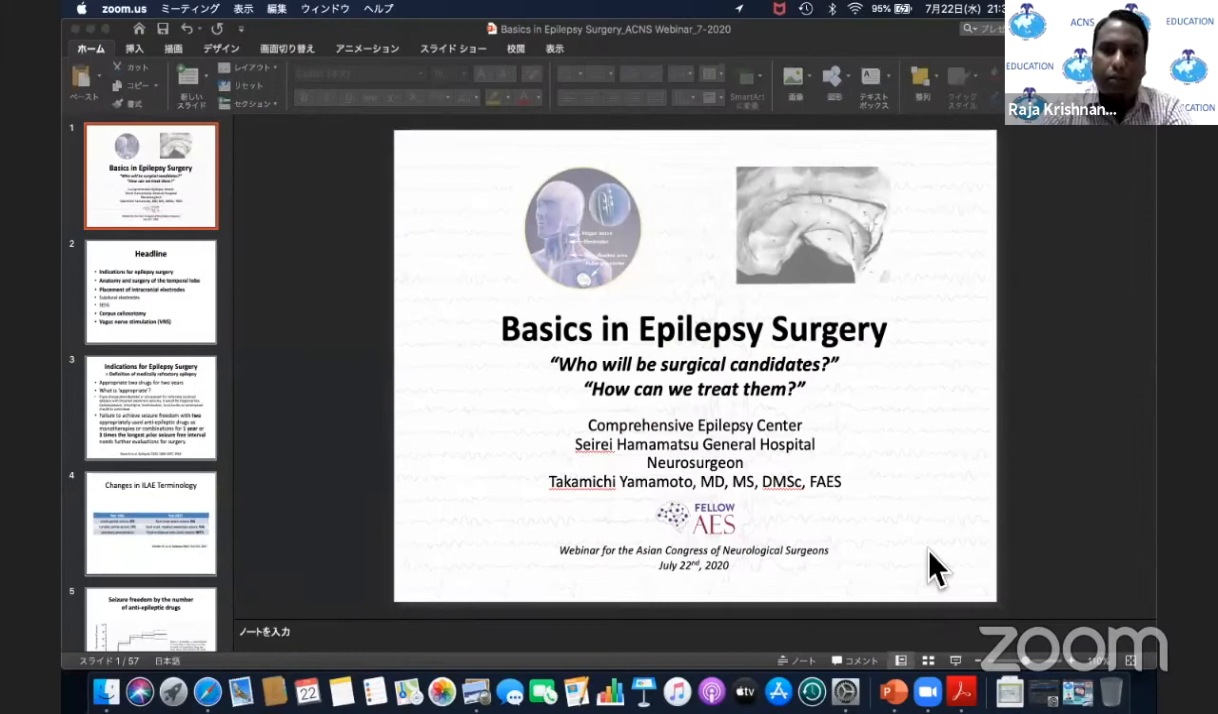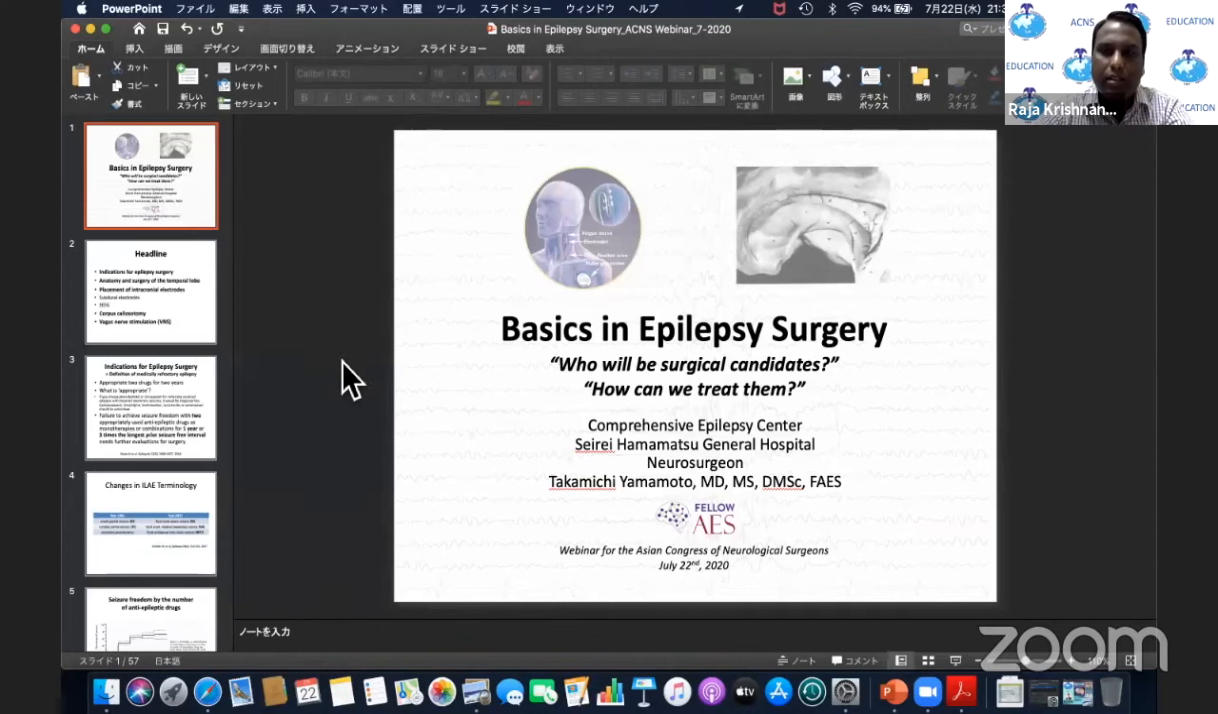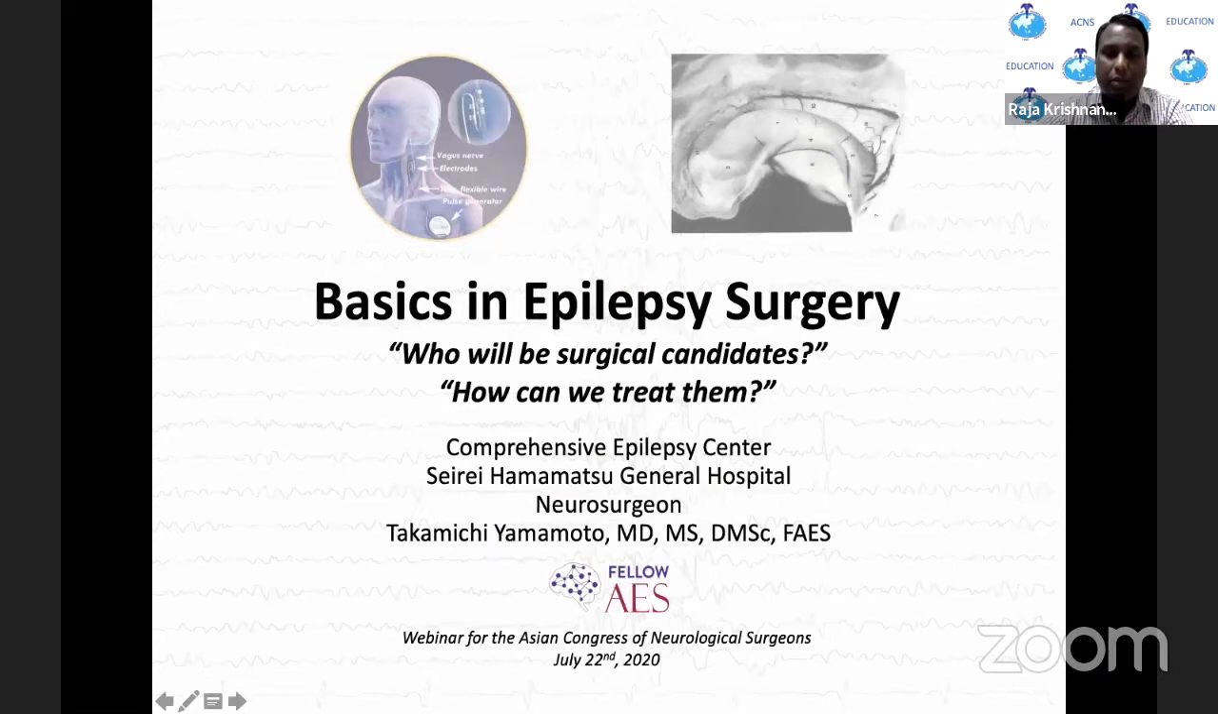Today we have a special topic for discussion, that is Basics of Epilepsy Surgery. The scenario in India, by conservative estimates, there are around 10 million people with epilepsy. As you know, this is a subspecialized neurosurgery requiring multi-department support of various departments, including neurology, neurophysiology, and neurosurgery.